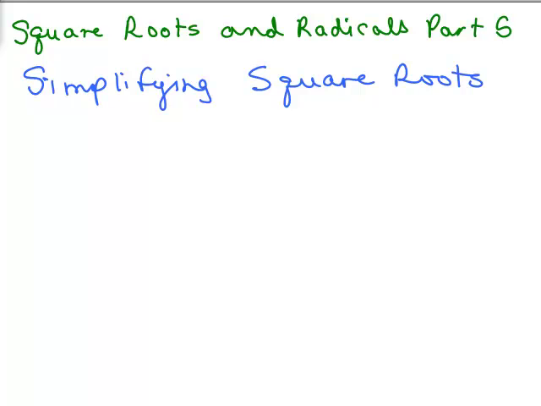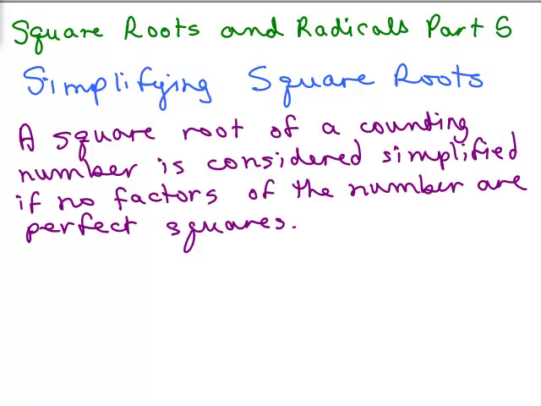This is part 5 of square roots and radicals, and in this video we're going to go over how to simplify square roots. So first of all, we have to know how to tell if a square root is simplified or not. A square root of a counting number is considered simplified if no factors of the number are perfect squares.